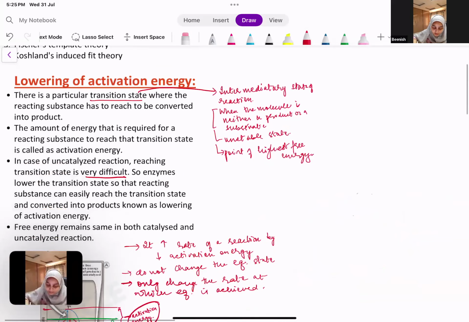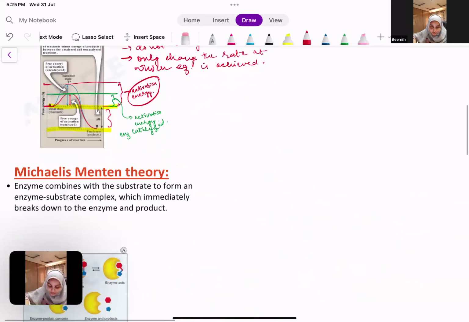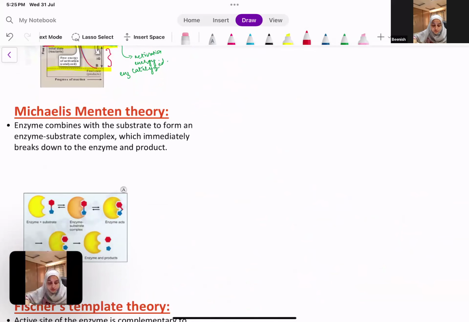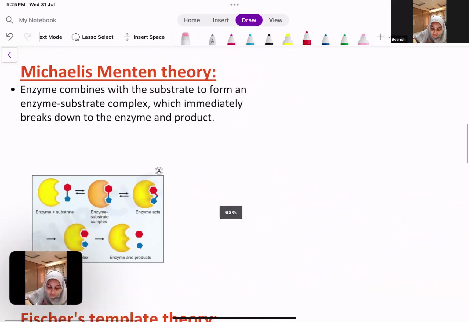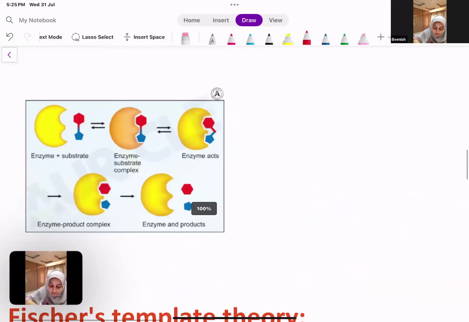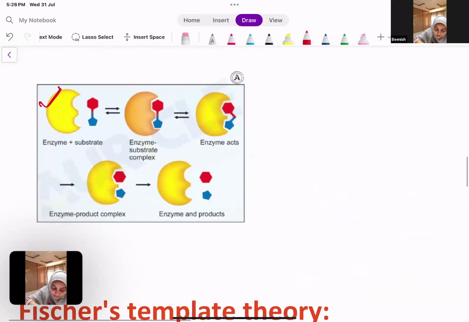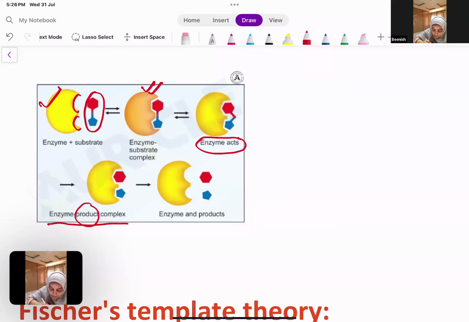I hope it's clear. Now moving forward to Michaelis-Menten theory. According to this theory, the enzyme combines with the substrate to form an enzyme-substrate complex, which immediately breaks down to enzyme and end product. You can see this is your enzyme shown in yellow, which has active sites, and this is your substrate. What is going to happen? An enzyme-substrate complex is formed. Then the enzyme acts, and as a result products are formed. This is your enzyme-product complex, and then the products are released from the enzyme.